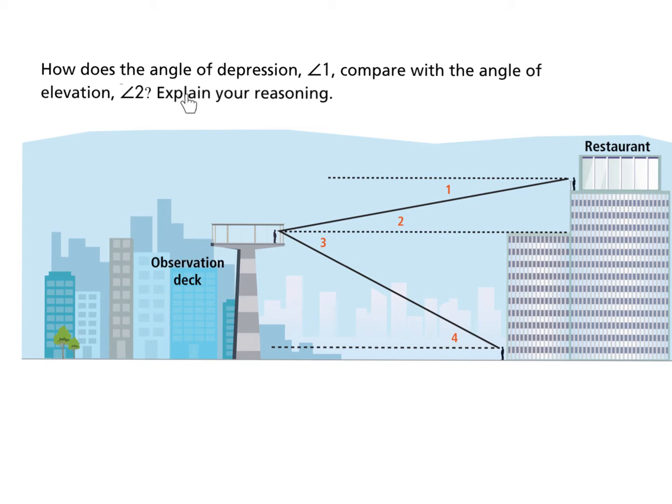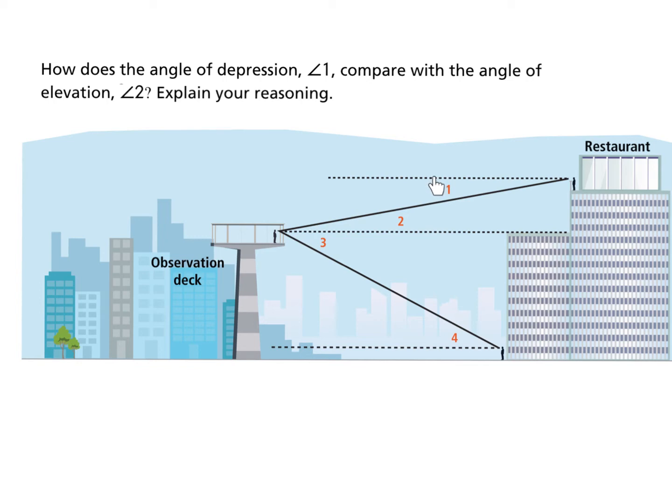Now there's an interesting question here. It says, how does the angle of depression number 1 compare with the angle of elevation for angle number 2? Because angle 2 is an angle of elevation from the observation deck looking up at the restaurant, and angle 1 is an angle of depression for the person at the restaurant looking at the observation deck person. What's interesting about that? Well, if we think about the eye lines of each of these people, those eye lines are meant to be perfectly horizontal, looking straight out.